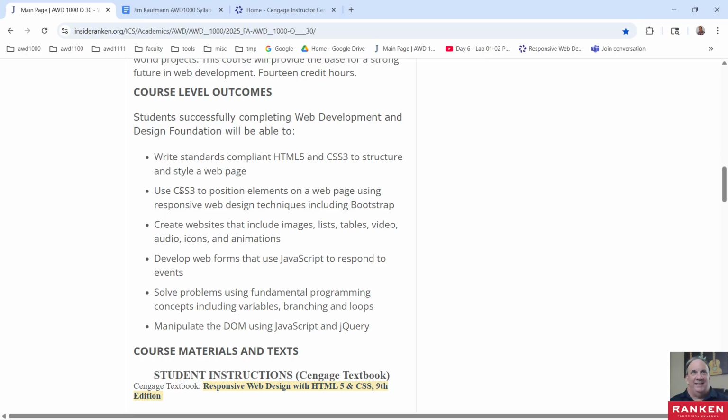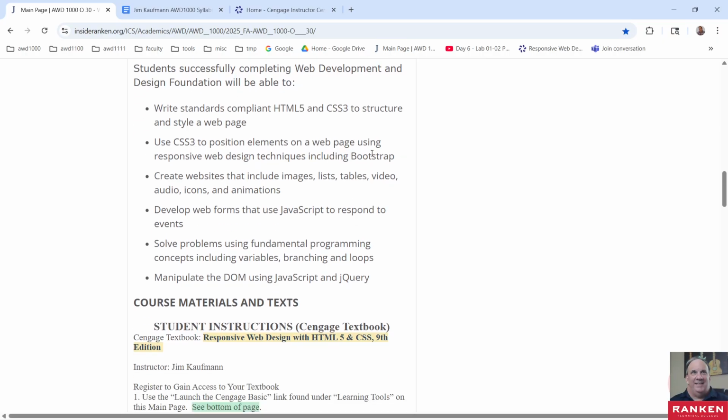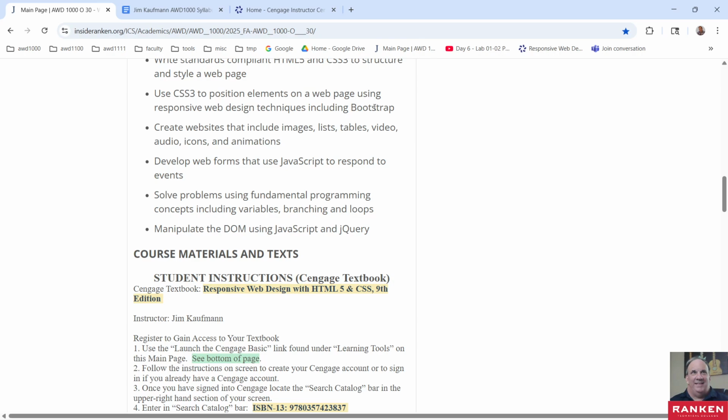Use CSS3 to position elements, since CSS3 is kind of a version, and this is also a version number. So use CSS3 to position elements on a web page using responsive web design techniques, including Bootstrap. Bootstrap is a library, and we'll discuss that later. We really don't get into this too much until pretty much towards the end of the book. Okay. Creating websites that include images, lists, tables, video, audio, icons, and animations.